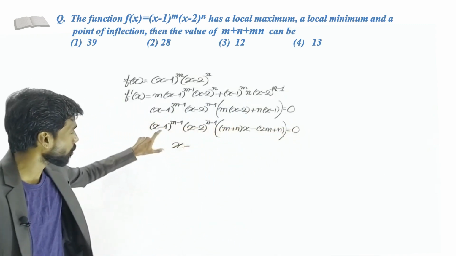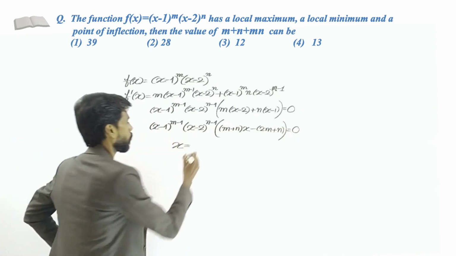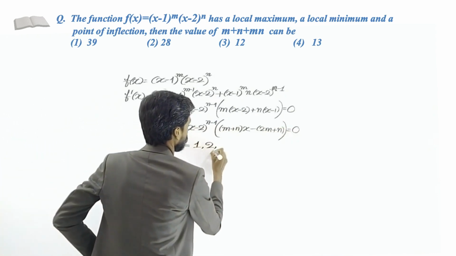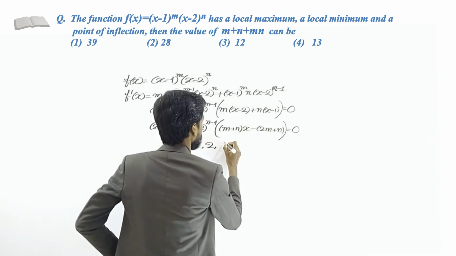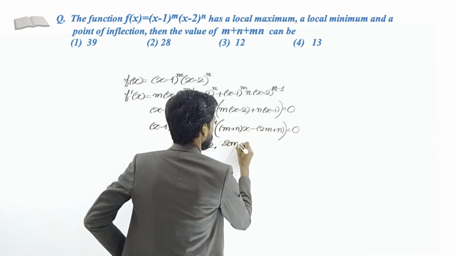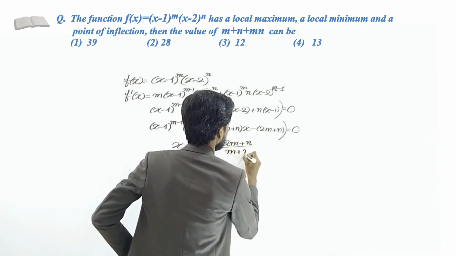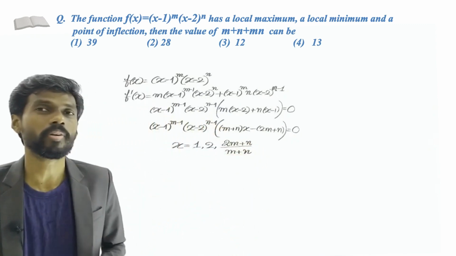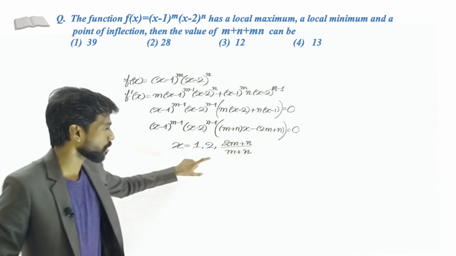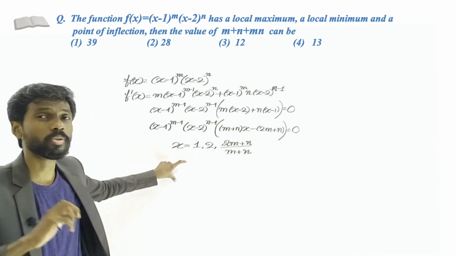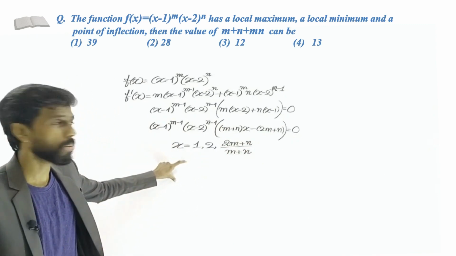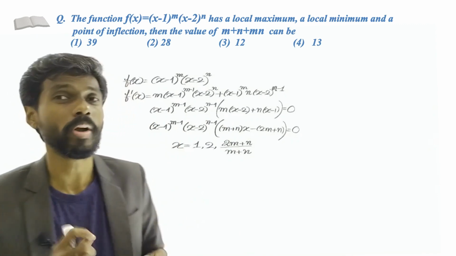So these are the values of x. We are getting 1, 2, and then here the value of x is (2m plus n) divided by (m plus n). So these are the three values we have got. Now at these three points, at one of the points the function should be maximum, at one point it is minimum, and at one point it has a point of inflection.